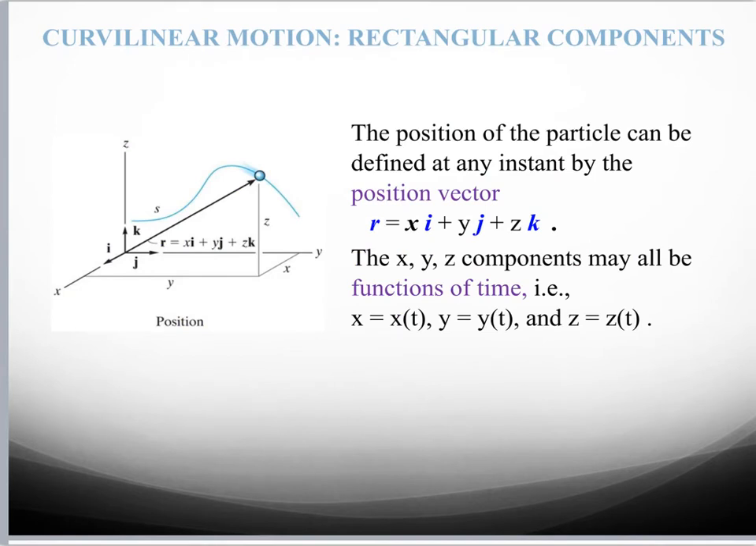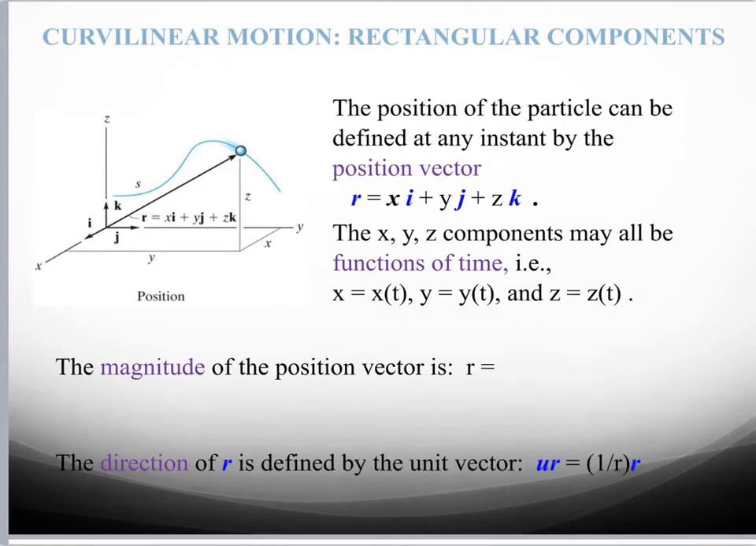Okay, so if we have something moving in a curve, we can still express it in our rectangular coordinates, our x, y, and z, using our unit vectors i, j, and k. And so vector r can be written as having an x, a y, and a z component. And x, y, and z can all be functions of time. And so that means that they might be some algebraic expression that depends on time.